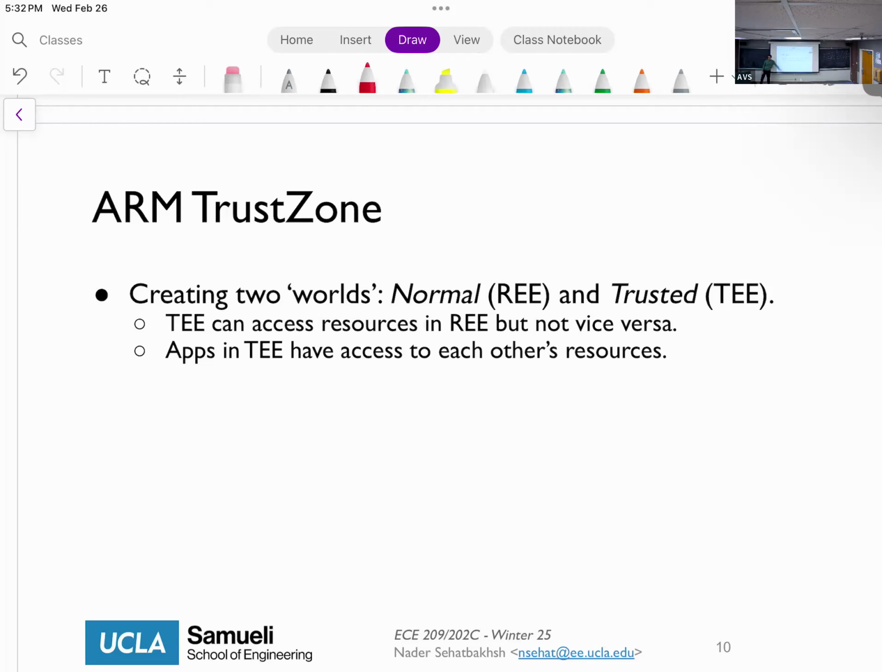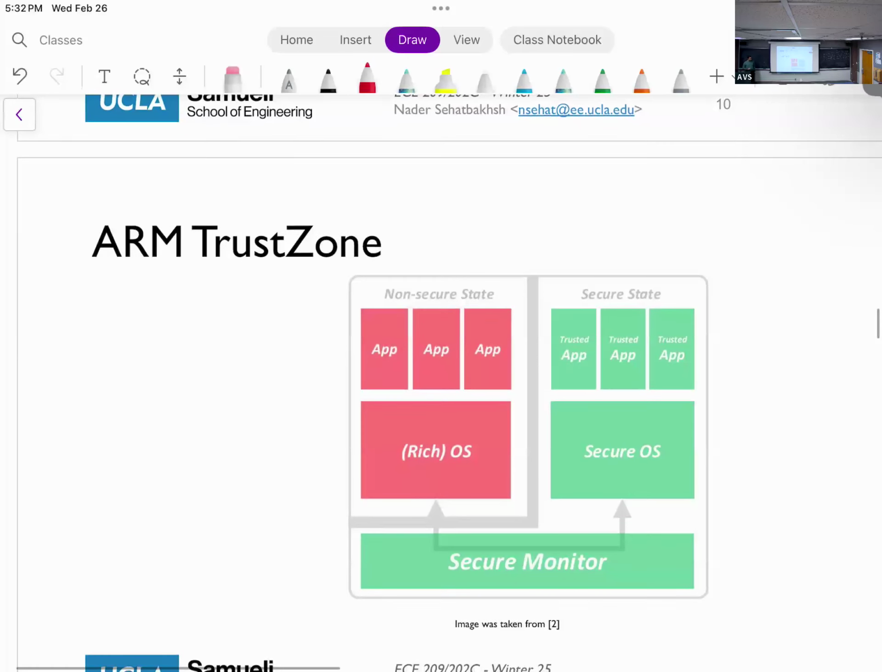And apps in the TEE have to trust each other. Unfortunately, there's no way to make them not trust each other, no way to block them. So in other words, if something is wrong in one of the apps in the TEE, it basically compromises the entire TEE, and that's one of the main limitations of ARM TrustZone.